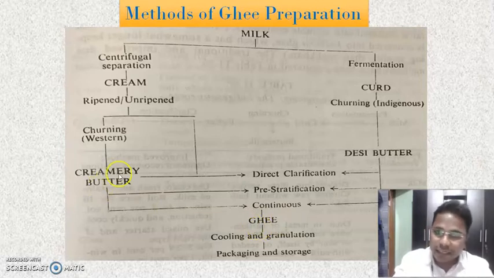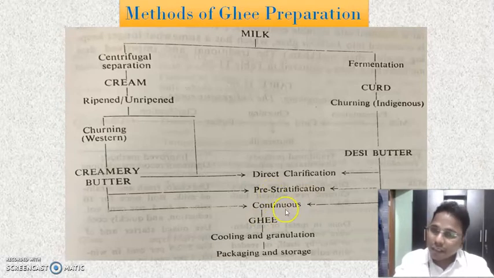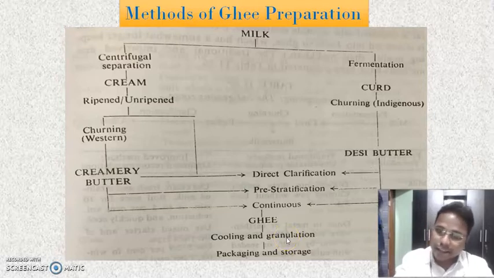Whereas in creamery butter, the butter is taken for direct clarification, pre-stratification, or the continuous method, and the final product obtained is called ghee. Then this ghee is allowed to cool for the formation of grains, and then it is packed, stored, and marketed.